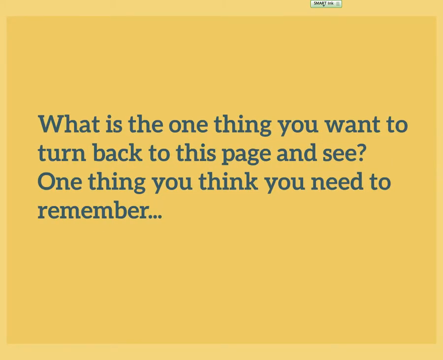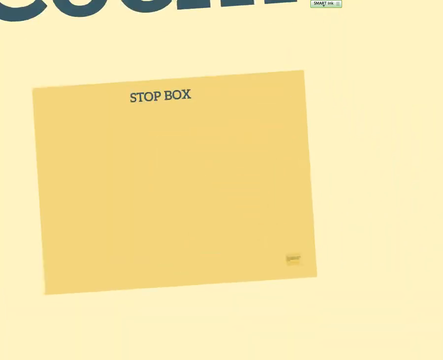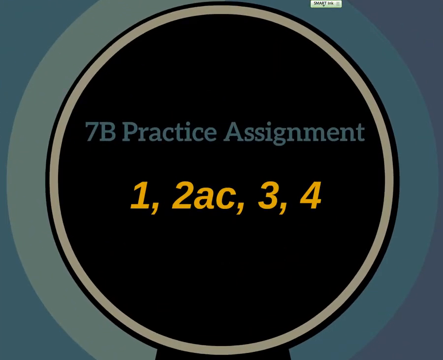Okay, so what does our stat box have for us today? What's the one thing that you want to turn back to this page and see? The one thing you think you need to remember, whatever is the biggest thing. Remember, in order to be successful tomorrow, we have to have today's skill down because we'll use it as part of tomorrow's. And I'm going to be honest, tomorrow is the day that it gets confusing. Everything's been chill. Tomorrow's the day that might get a little tricky, so make sure you feel really good about A and B moving forward. And that is your practice assignment.